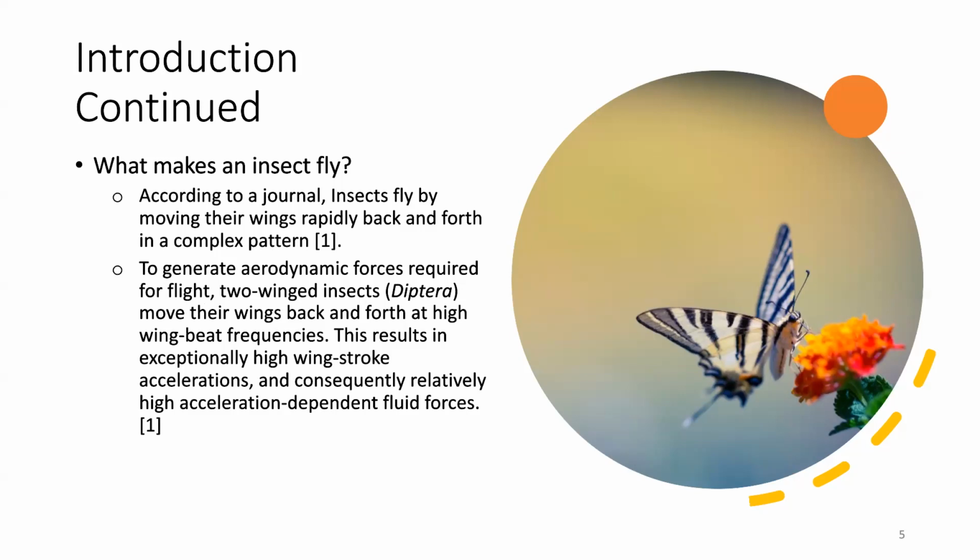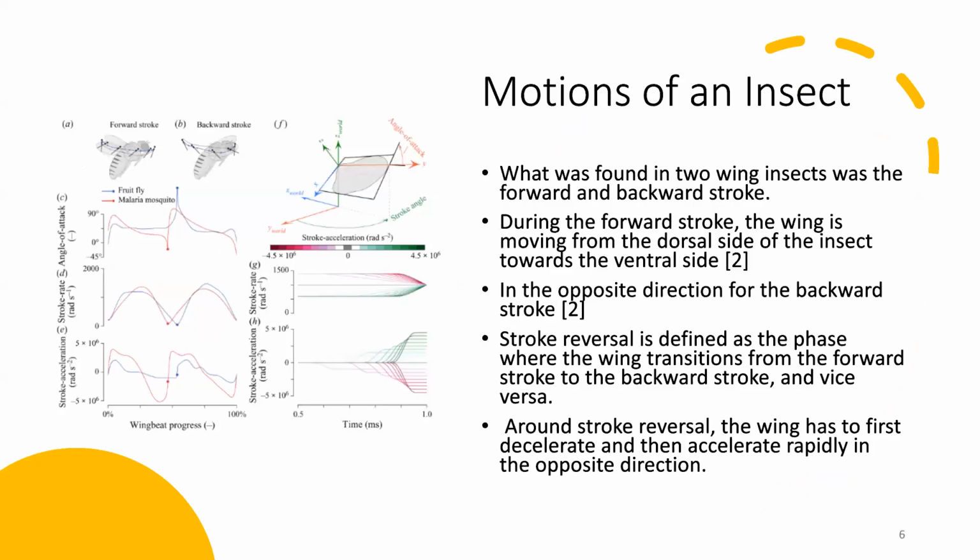This results in exceptionally high stroke accelerations and consequently relatively high acceleration-dependent fluid forces. Now, these two-winged insects can be a butterfly, it can also be a mosquito, it can also be a bee. They move at high beat frequencies that allow them to fly, but it goes much deeper into that.